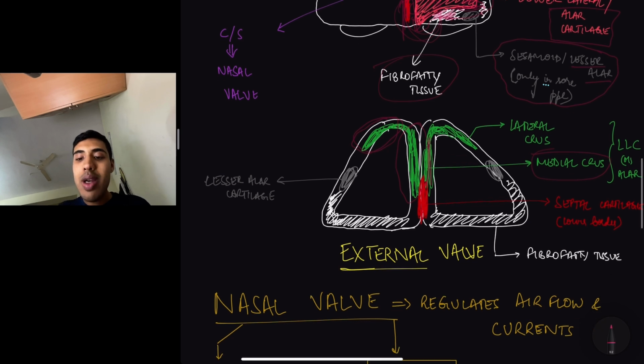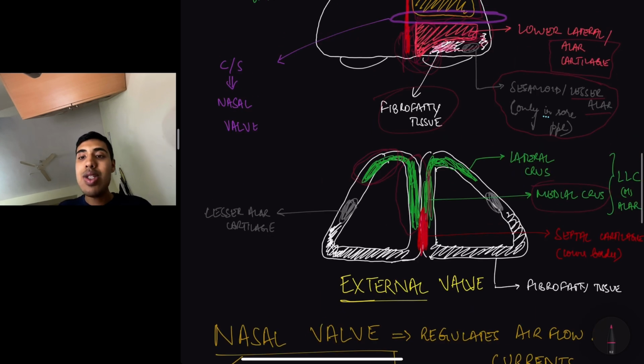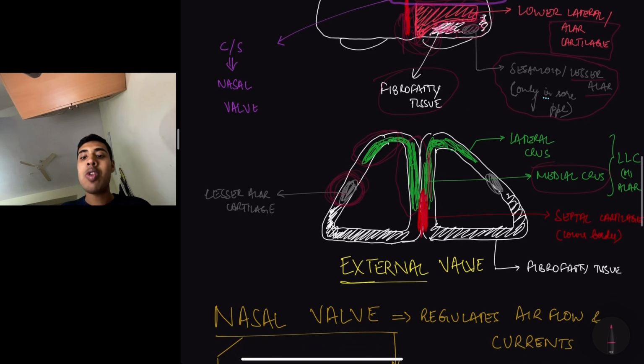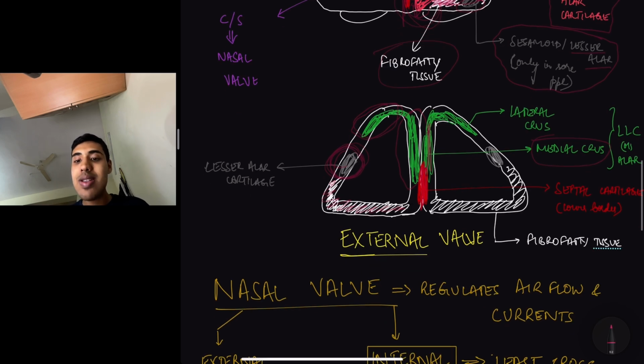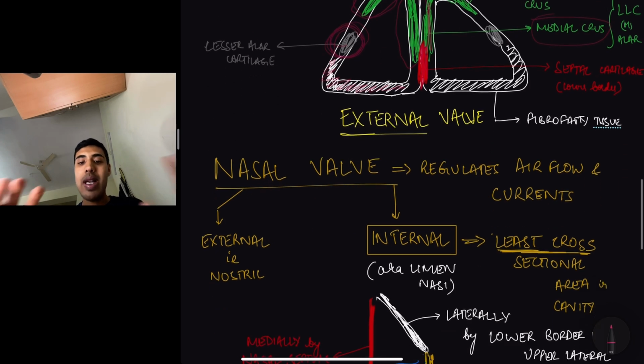And in the midline you have the septal cartilage. And as you can see on the lateral side, in some individuals you have the sesamoid cartilage or the accessory alar cartilage or the lesser alar cartilage, and the remaining gap is filled by the fibrous tissue. This is the external nasal valve.